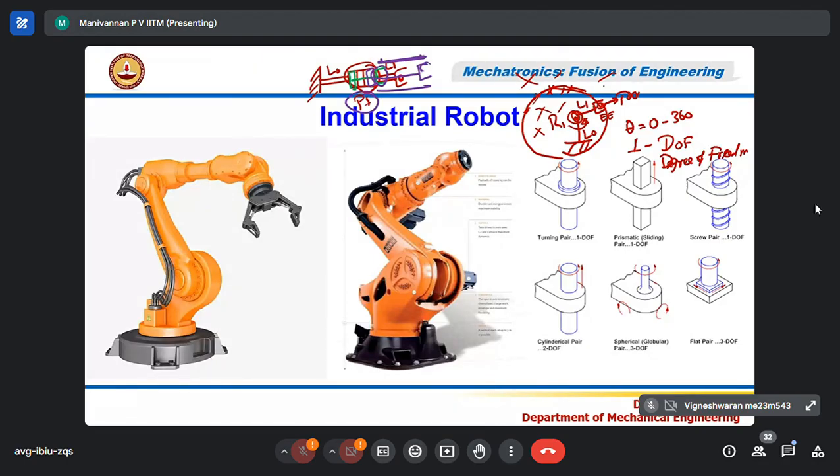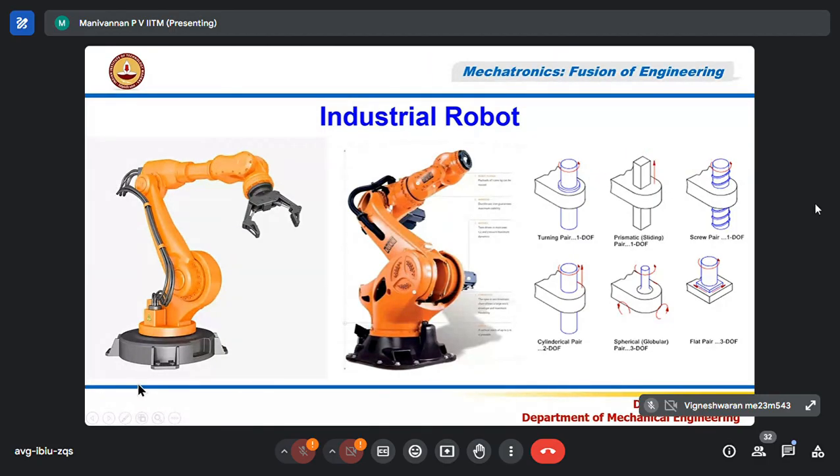Other one is called rotary joint, if I use a rotary joint. Now, another thing in your industrial robot is what is called a serial kinematic chain. Why do I call it a serial kinematic chain? There are 3 joints. There's one joint here, another joint here, and the third joint is here. You can see here, and one is hidden.